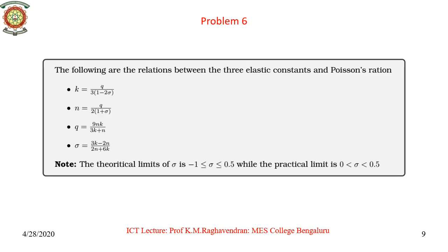In this slide, we have shown the relationships between the three elastic moduli, namely bulk modulus, rigidity modulus, and Young's modulus. We have also shown a formula for the Poisson's ratio in terms of K, N, and Q. Note that this set of formulas are very important for the exam, and you are likely to get a problem on this.